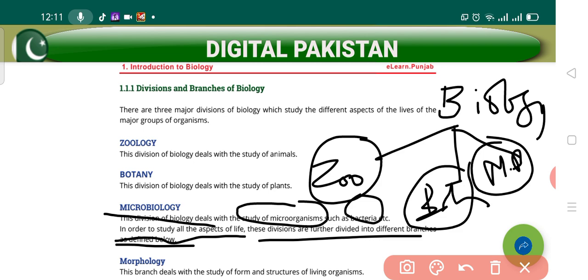Now if you have chosen plants, it doesn't mean that you are going to study each and every thing about the plant. Maybe you are going to study the structure and function of plants. Maybe you are going to study the fossils of plants. So these divisions also include further branches.